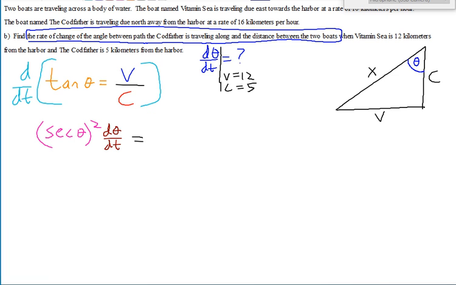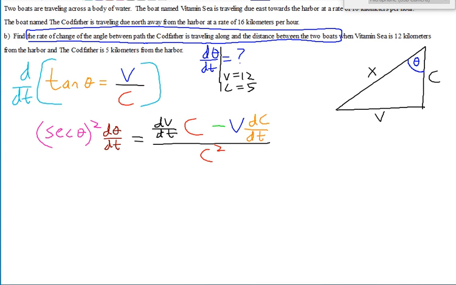Equals, and over here, notice we have to use the quotient rule. So the derivative of the numerator, dv dt, times the denominator c as it is, minus the numerator as it is, v, times the derivative of the denominator, dc dt, all divided by the denominator squared. So in this case, c squared.